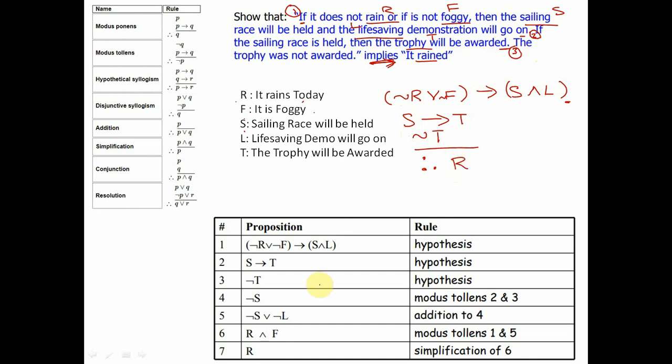So let's see how it is shown. Negation of R is the hypothesis, the given premise. So I have S implies T as the given premise and negation of T as the given premise. I can apply modus tollens on these to come up to negation of S. Now I have negation of S over here. Now I can apply the addition rule.